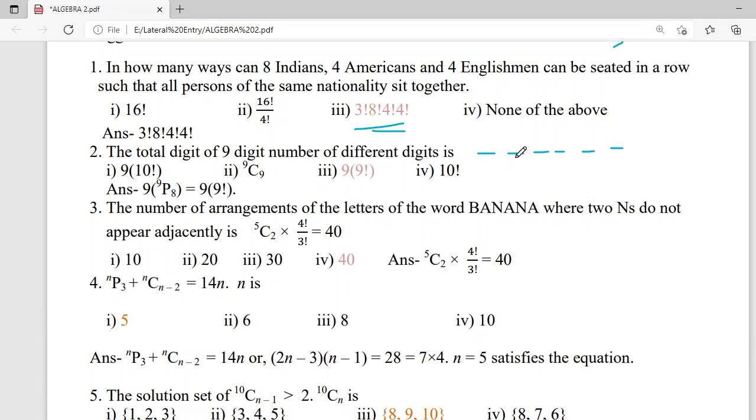Then the other 8 places, the digits should be different. So if it is 1 here, then in the remaining 8 places 1 will not occur. That is why you have to choose 8 out of 9, means what, 9P8. So this is our result, 9 into 9P8. The value of 9P8 is 9 factorial. So the answer is this one.